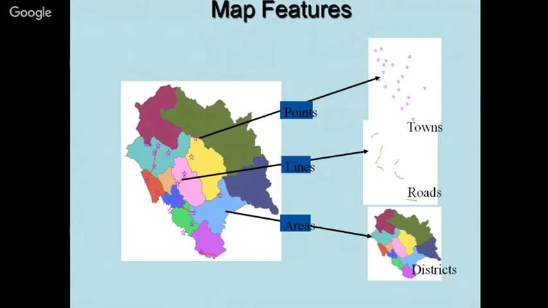Is that clear? Now, there are 3 map features that are present: points, lines and polygons. Any feature on this Earth surface can be captured with the help of these 3, whether points, lines, or polygons. Can you think of anything else which can't be captured with the help of these 3? Nothing. Every feature on this Earth surface can be captured with the help of these.